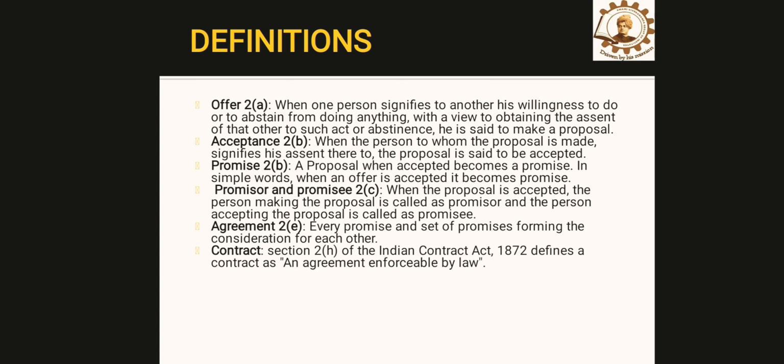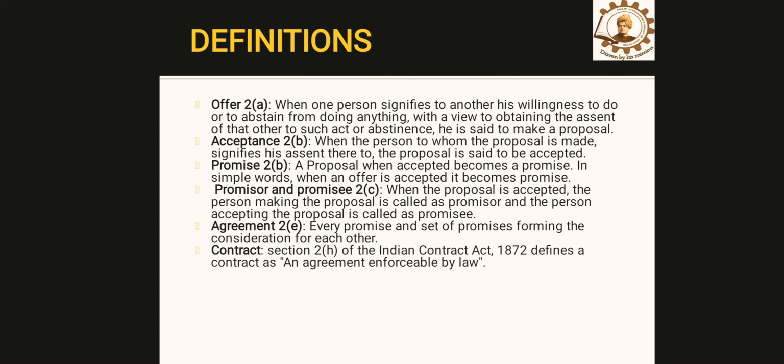When one person signifies to another his willingness, it means the one person here is the offerer. The offerer signifies his willingness, or says he is willing to do, or gives importance to the fact that he is going to do all these things. When the one person signifies his willingness to do or to abstain from doing. Abstain means not to do, prevention. When one person gives importance to the act to the other person, he is willing to do these things and unwilling to do those things.